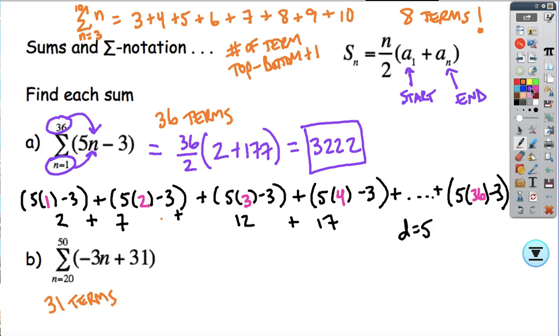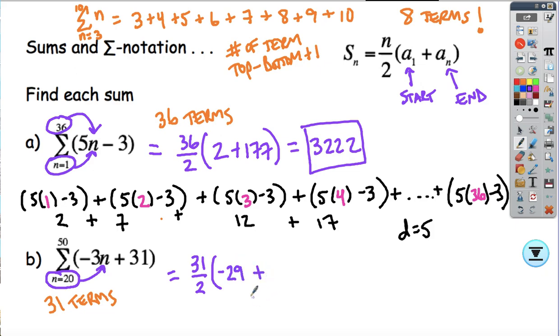So knowing that, I'm going to use my summation formula. I'm going to do 31 divided by 2. I need my starting term and I need my ending term. To get my starting term, I'm going to plug in a 20. The starting term's not 20, it's what I get when I plug in a 20. So negative 3 times 20 is negative 60 plus 31. I'm going to get a negative 29 for my starting term.